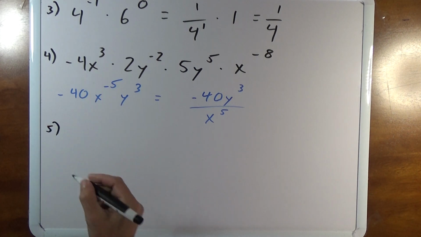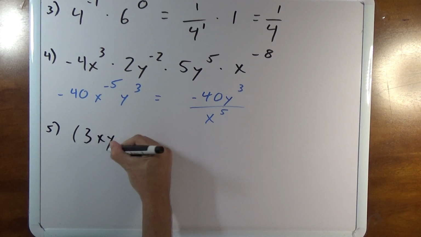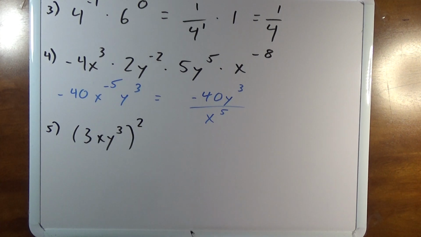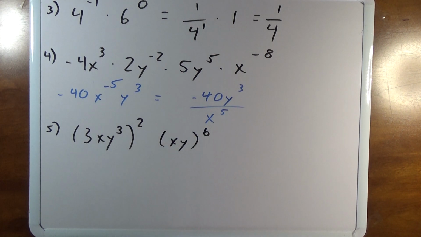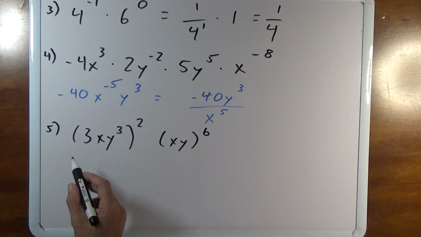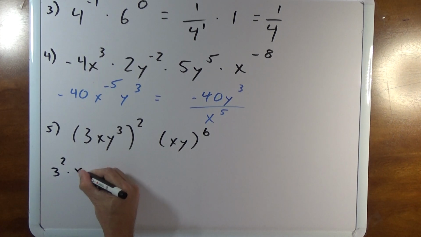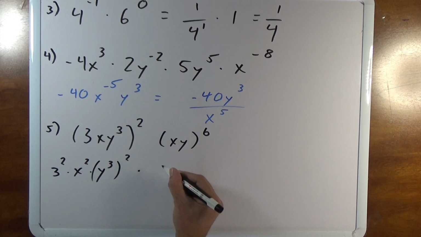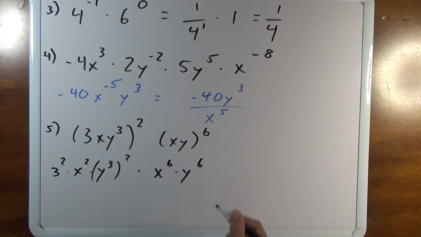5 says 3xy cubed, all squared, times xy to the 6th. Okay. So if I want to raise a power to a power, everything in this quantity is going to be squared. So that's 3 squared times x squared times y cubed all squared, and that's times the product xy to the 6th, which is x to the 6th times y to the 6th.